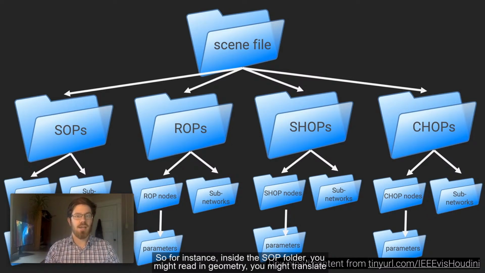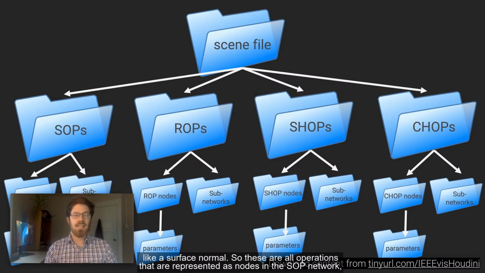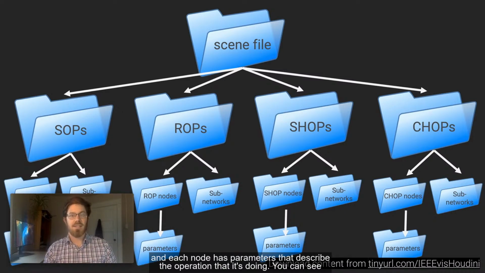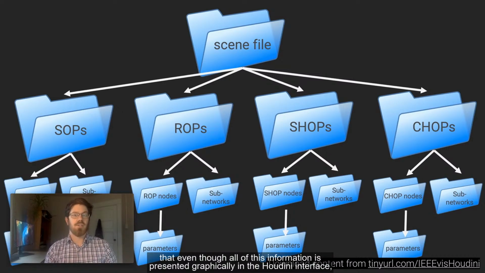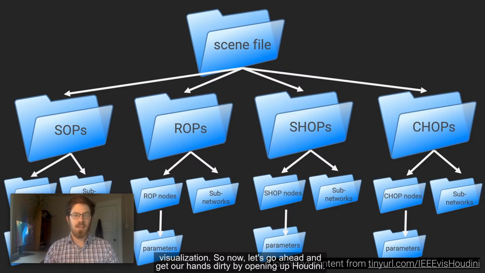So for instance, inside the SOP folder, you might read in geometry, you might translate that geometry to some other geometry, and then you might apply attributes to the vertices, like a surface normal. So these are all operations that are represented as nodes in the SOP network, and each node has parameters that describe the operation that it's doing. You can see that even though all of this information is presented graphically in the Houdini interface, you're essentially writing a computer graphics program which allows immense flexibility for visualization. So now let's go ahead and get our hands dirty by opening up Houdini.